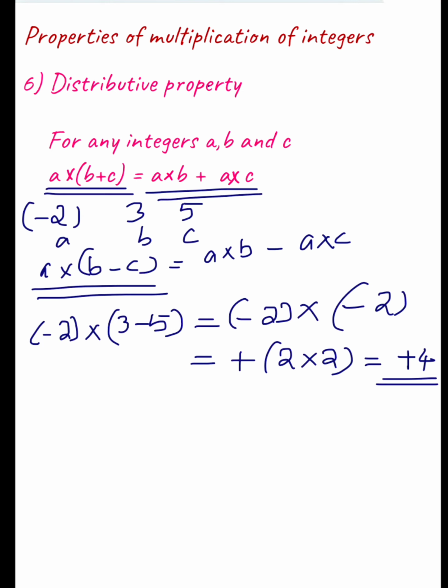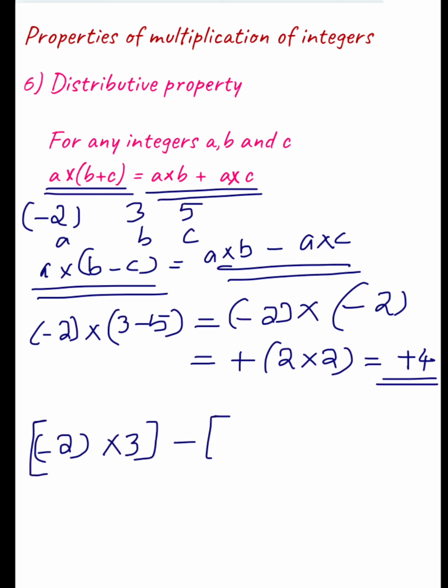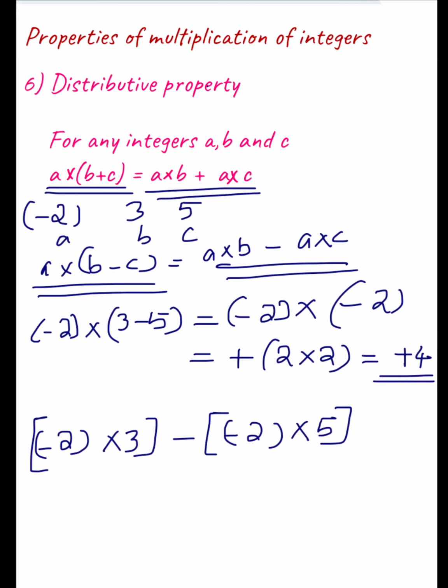Now let's see a into b minus a into c. A into b means what? Minus 2 into 3. Okay. Minus 2 into 5. Let's do this. So we got the answer like this, that is a into b minus a into c. What is minus 2 into 3? That is multiplication of a negative integer with a positive integer. We will multiply it as whole numbers, that is 2 into 3, and put the negative sign. Minus 6. Now, what is minus 2 into 5? You will get minus 10. Okay. So, minus 6 minus minus 10.